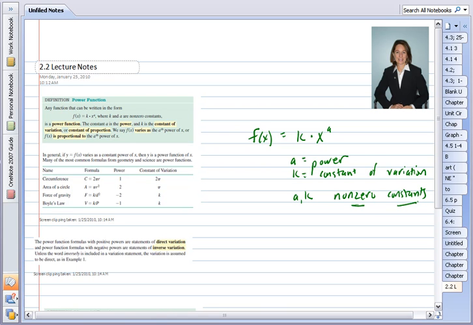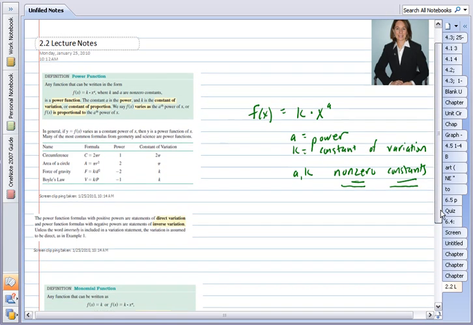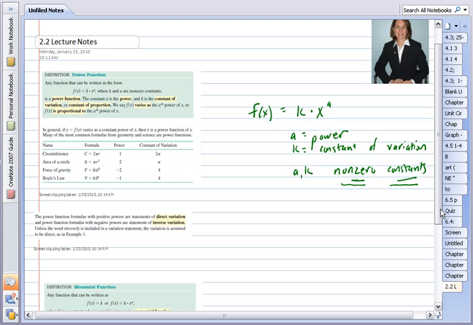They may be negative, A and K may be negative, they may be positive, they may be fractions. They just must be non-zero and they must be constants. They may not be variables. Let's look at a few commonly known power functions and talk about them in the terms that we refer to power functions in. The first being the circumference of a circle.